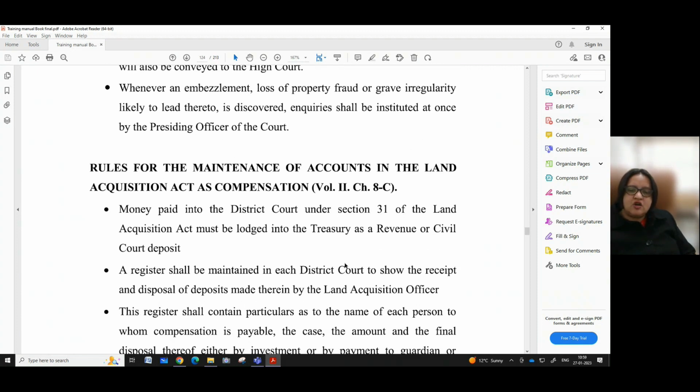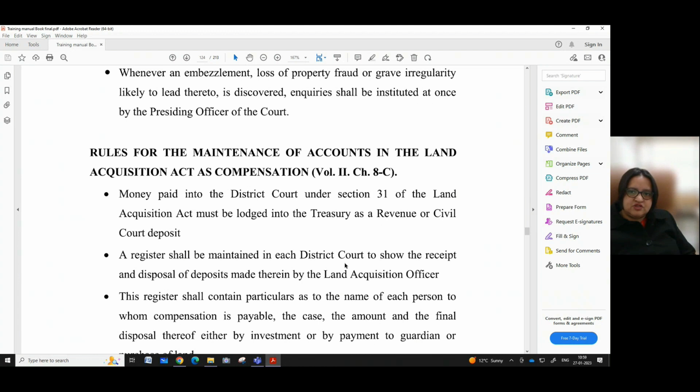Whenever an embezzlement, loss of property, fraud, or grave irregularity likely to lead thereto is discovered, inquiries shall be instituted at once by the presiding officer of the court.